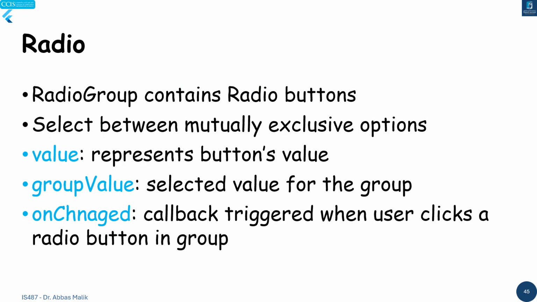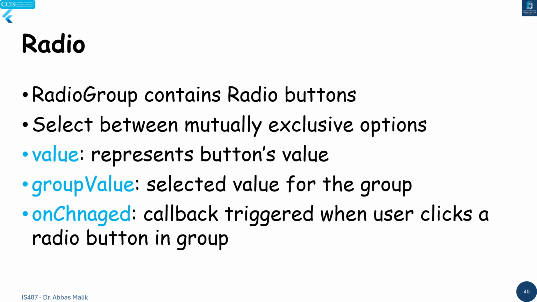So we also have the radio buttons. A radio group contains the radio buttons, and we need to group them together so that inside a radio group, we select between mutually exclusive options. For example, if we are running our application, we are running either on Android or on iOS. We cannot run on both places at the same time. So we can only use one platform at one time. So we can say mutually exclusive.